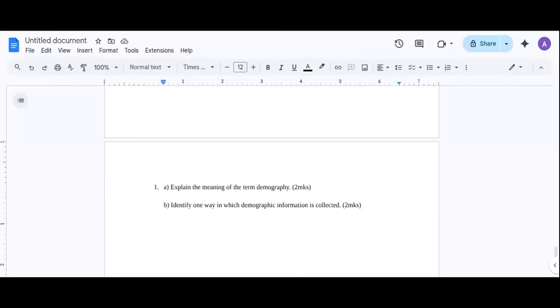Explain two reasons why governments and agencies need to know about demographics.